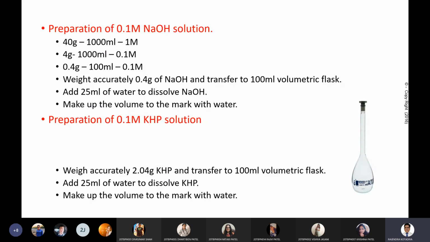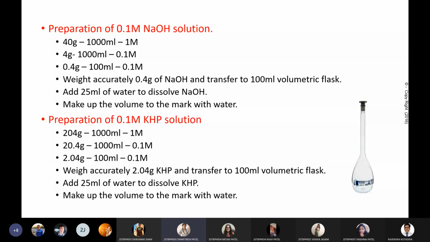Okay, what about 0.1 molar KHP solution? How can we prepare 0.1 molar KHP solution? Sir, its molecular mass is 204 grams. So 204 grams in 1000 ml will be 1 molar. Then for 0.1 molar, it will be 2.04 grams in 100 ml volume.